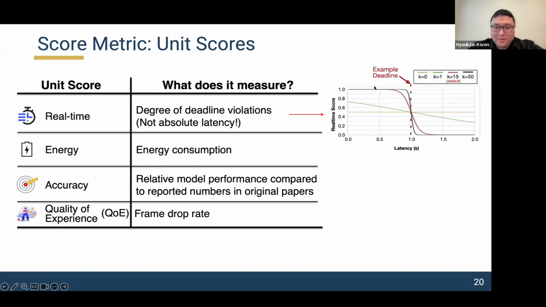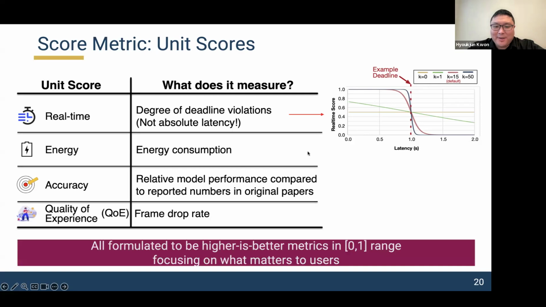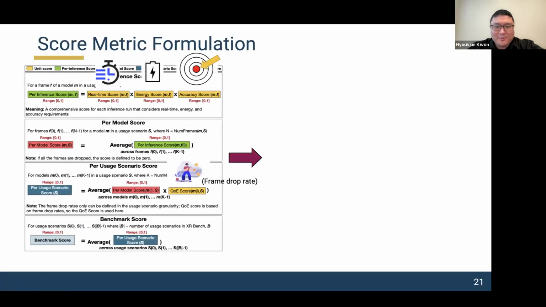For the real-time score, this is a very high-level overview of how the real-time score changes. On the x-axis we have latency and on the y-axis we have the real-time score, and we designed this score to be 1 most of the time. But when the latency gets close to the deadline, it sharply drops around the deadline. And if the deadline is violated, then the real-time score becomes 0. So we formulated it in this way. And just like this score, everything is formulated in the 0 to 1 range, and we formulated everything as a higher-is-better metric. The primary reason is that we want to combine those scores to construct one comprehensive score.